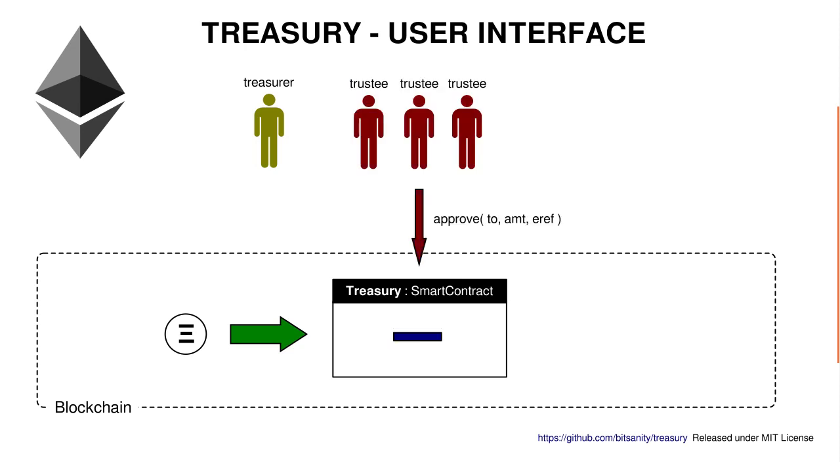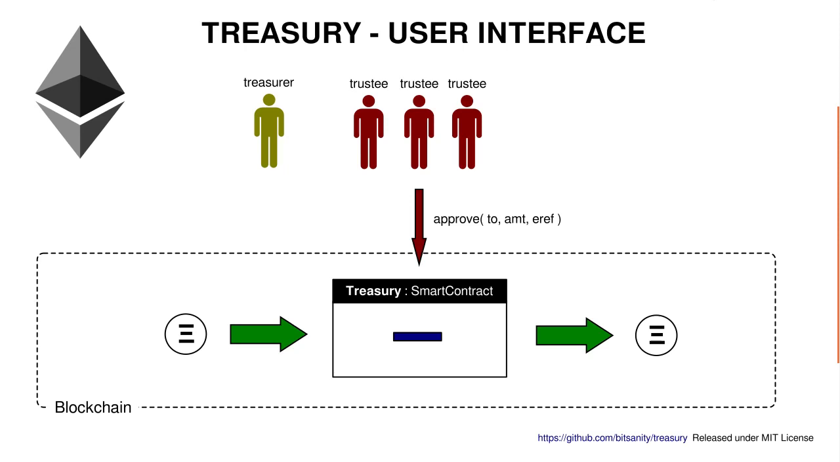The other big job of the treasurer is to maintain a set of trustees, and the set of trustees are able to approve spend proposals, and the spend happens as soon as a majority of the trustees have issued an approval. Once more than 50% of the trustees have approved, then the spend happens and it'll go to an external address.